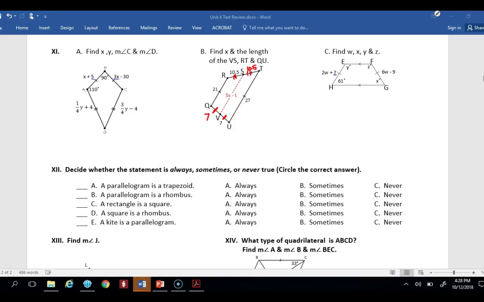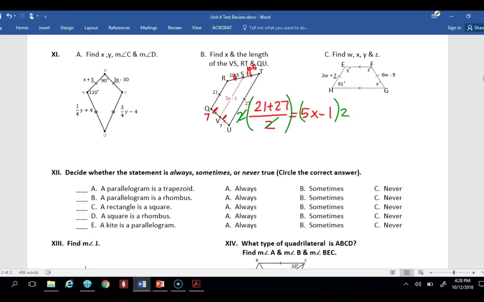So it says find x. To do that, we have to use our mid-segment formula: 21 plus 27 divided by 2 equals 5x minus 1. So how would we normally get rid of that 2? We would multiply both sides by 2. That gets rid of the 2. So we've got 21 plus 27, that's what, 48? So we're going to go ahead and write 48 here too while we do this step.